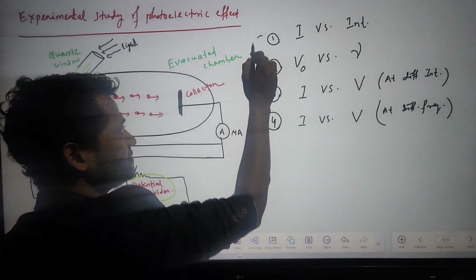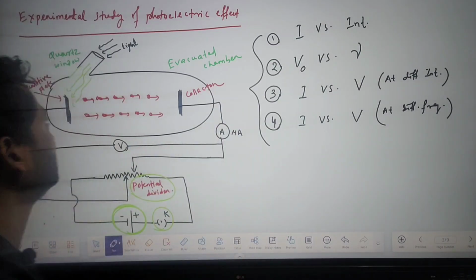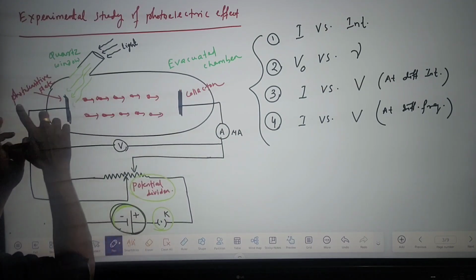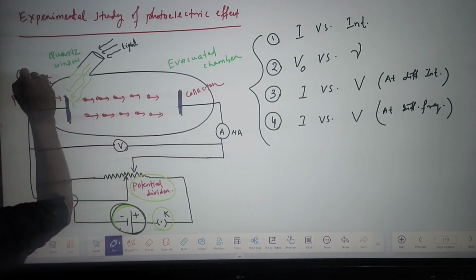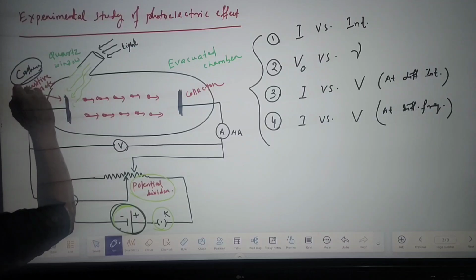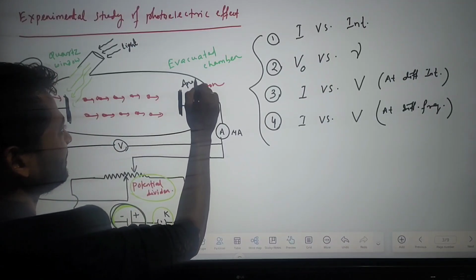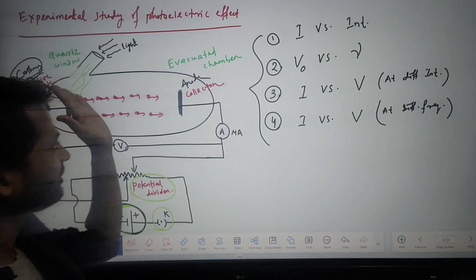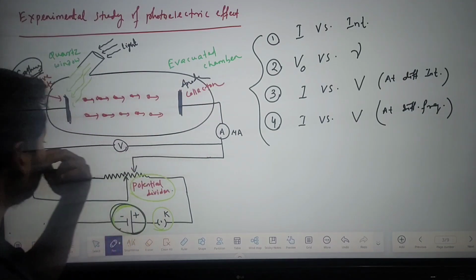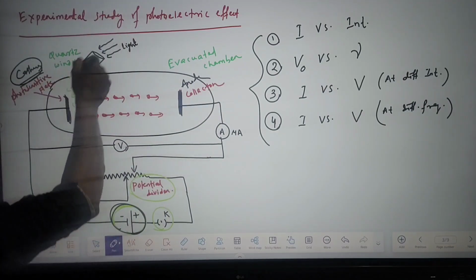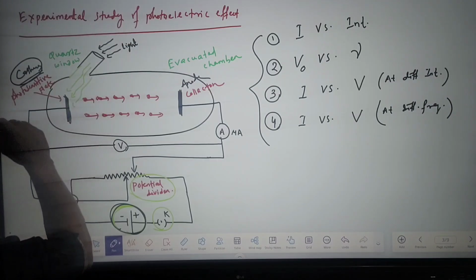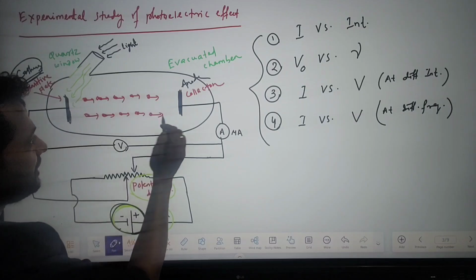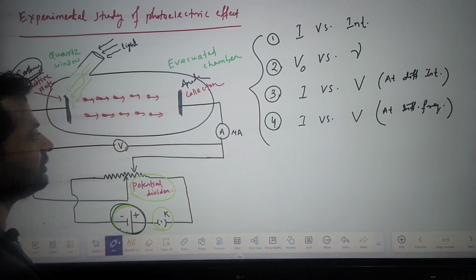So these four graphs, we'll discuss in detail. Look, here we have an evacuated chamber. In that evacuated chamber we have two electrodes. One is the cathode, which is called the photosensitive metal, and the second is the anode, which is called the collector. Electrons escape from the cathode and are collected at the anode. When light falls on the metal surface or photosensitive plate through this quartz window, electrons escape and are collected across the anode.